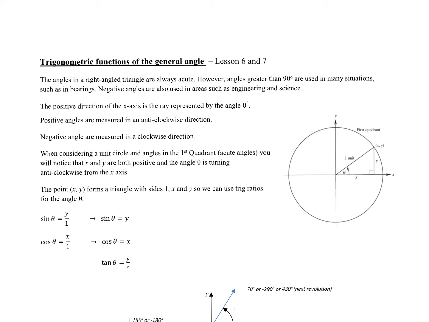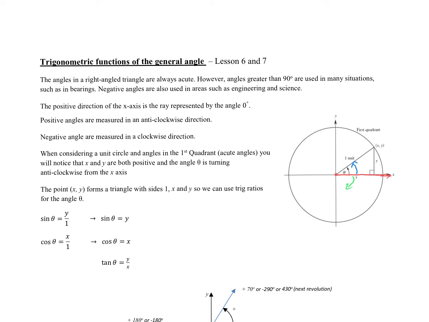So the positive direction of the x-axis is the ray represented by the angle 0. What that's saying is, from the centre of my circle, if we think about where the x-axis is, the positive side of it is the angle 0. When we then start to create an angle in an anti-clockwise direction, we always go anti-clockwise, we're still going to be in the positive. Negative angles would be if we measured downwards. So if I was talking about a negative angle, then from x, I'd be going down rather than up.